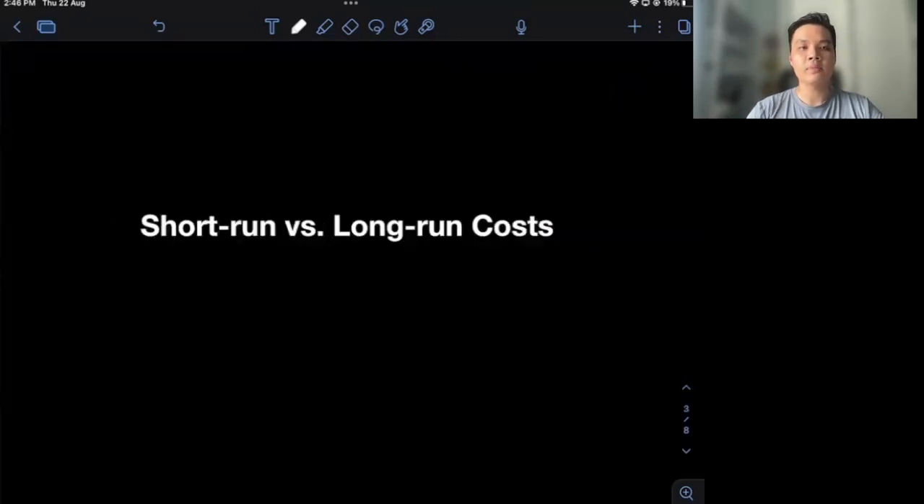And unlike revenue, costs can be split into both short-run as well as long-run costs. Short-run refers to a period of time when at least one factor of production is fixed and unchanged. Long-run refers to the period of time when all of the factors of production are variable and therefore can be changed. Because factors of production can be changed in the long run, naturally, the cost of these factors of production can also be different in the long run versus in the short run.